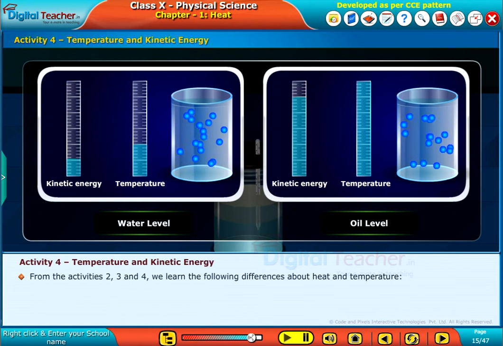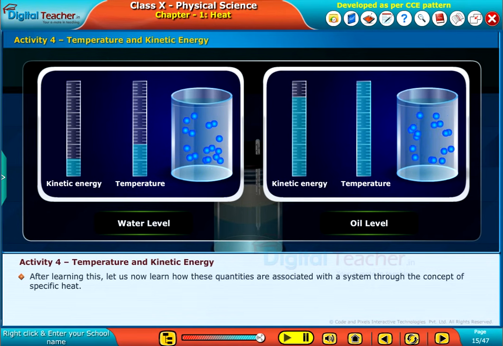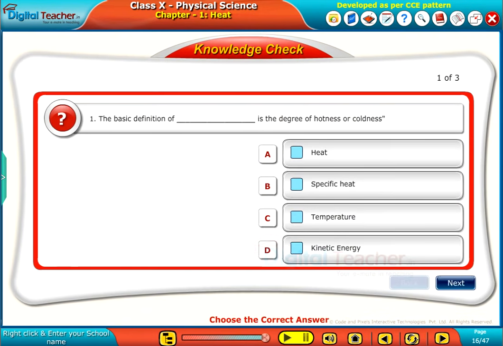From the activities 2, 3 and 4, we learn the following differences about heat and temperature. Heat is the energy that flows and temperature is the quantity which decides the direction in which heat energy flows. After learning this, let us now learn how these quantities are associated with a system through the concept of specific heat. Knowledge check. Attempt the following question to check your understanding.